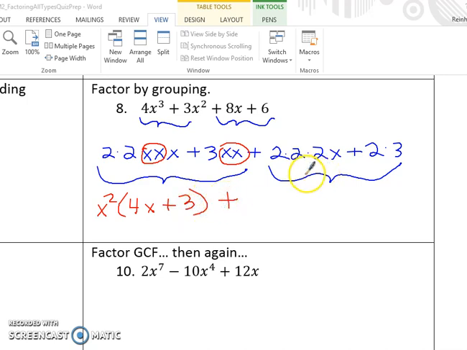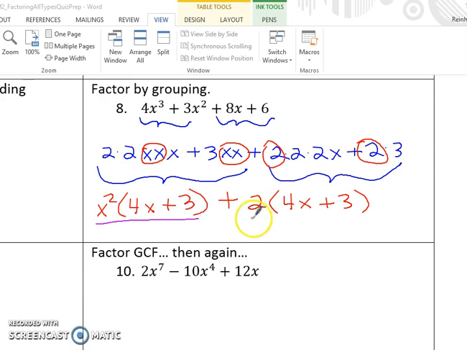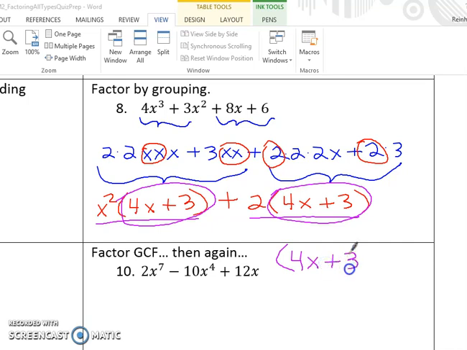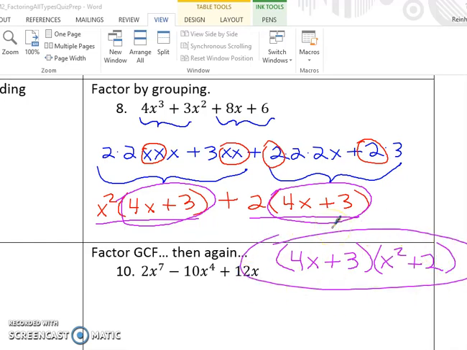And then over here to the right, we have 2 that we can pull out of this group. We pull the 2 out, and we're left with a 4x plus 3, which is nice because factoring by grouping, we are looking at these 2 groups to pull out a common factor. And so I'm going to factor out the 4x plus 3, and I'm left with x squared plus 2. This is our final answer.